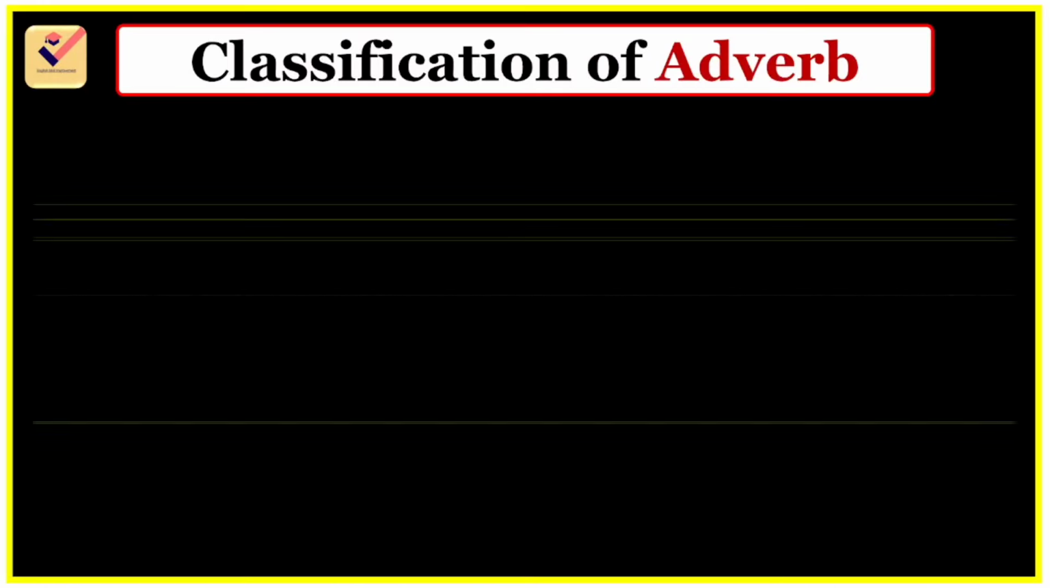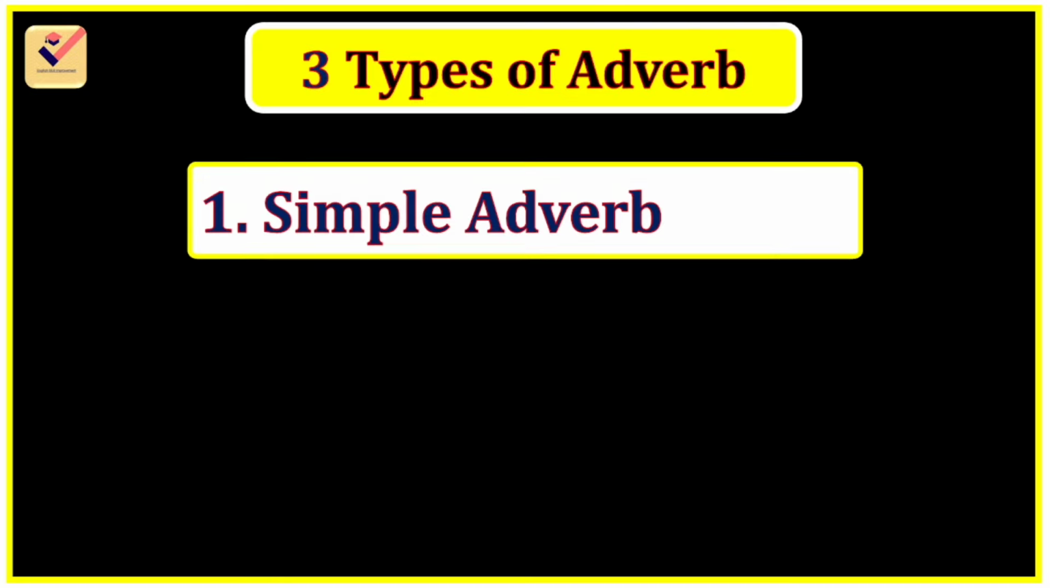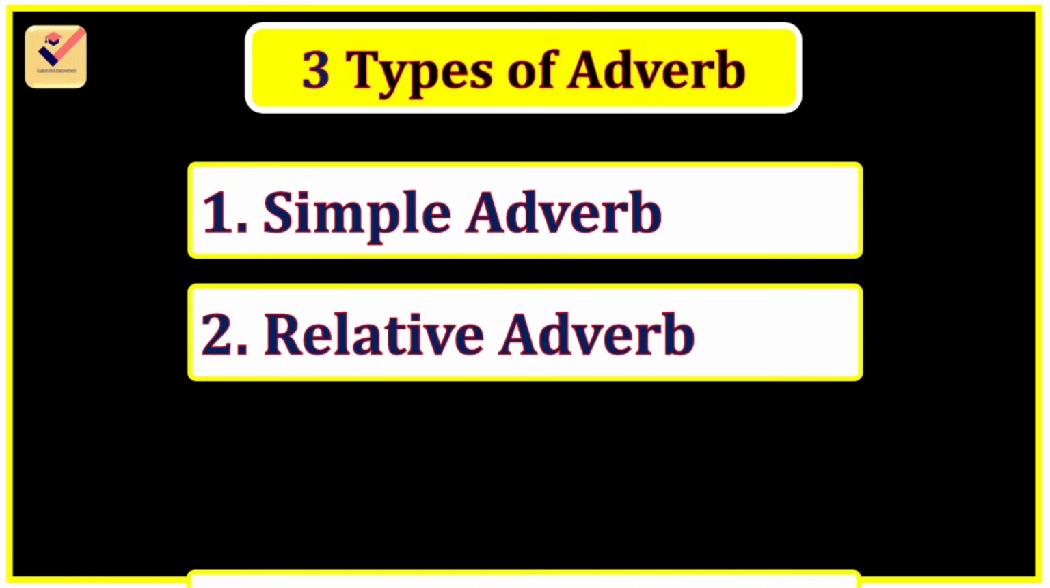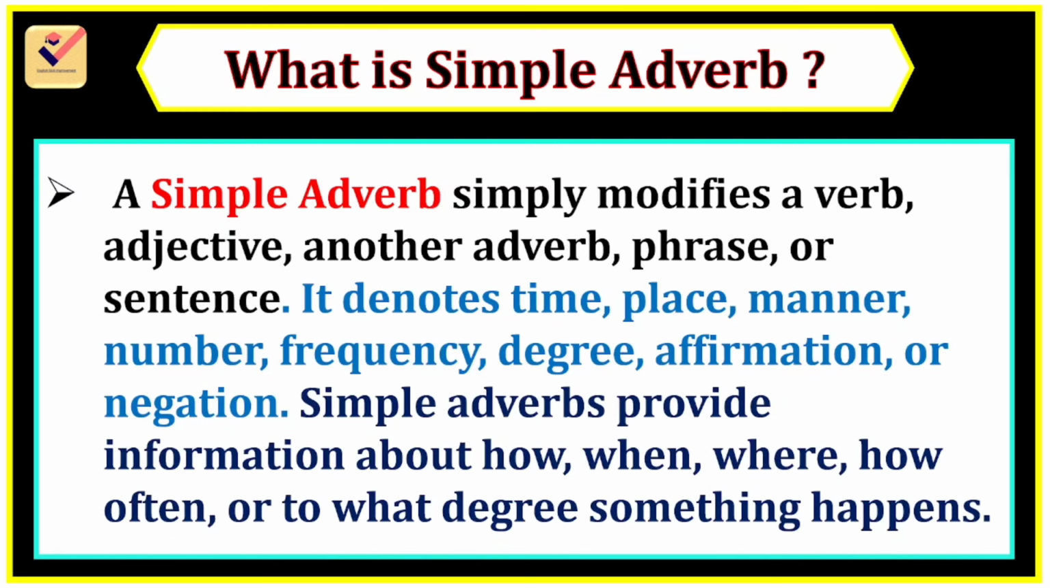Classification of adverb. Adverbs can be divided into three main categories: simple adverb, relative adverb, interrogative adverb. What is simple adverb? A simple adverb simply modifies a verb, adjective, another adverb, phrase, or sentence. It denotes time, place, manner, number, frequency, degree, affirmation, or negation. Simple adverbs provide information about how, when, where, how often, or to what degree something happens.